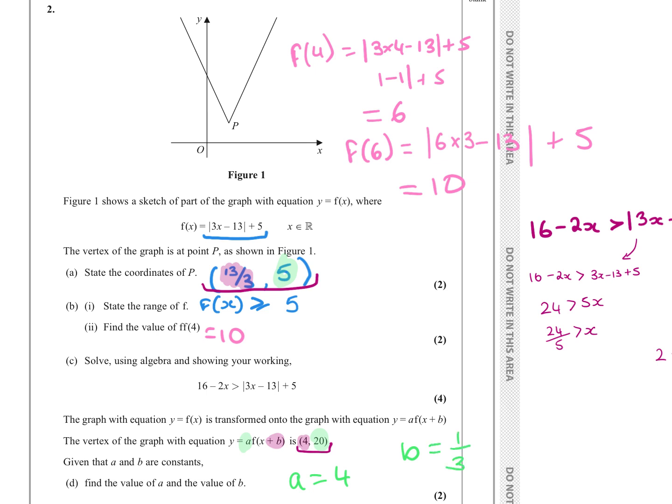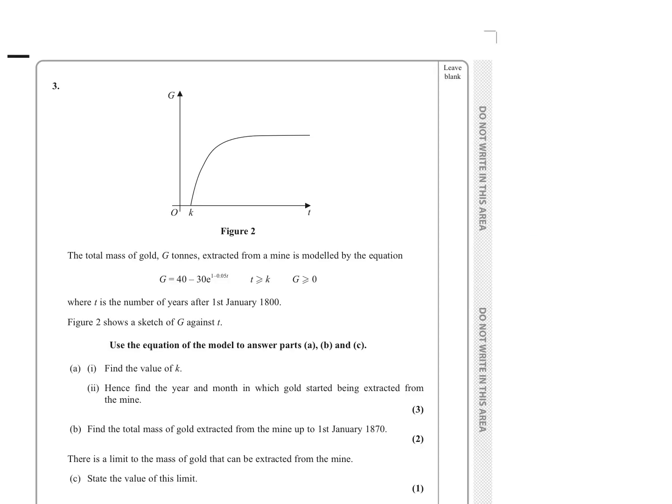Nice and simple. Right, so question 3. The total mass of gold, blah, blah, blah, where T is the number of years after the 1st of January 1800s. Figure 2 shows a sketch. Use the equation of the model to answer parts A, B, and C. Hence, find the value of K. Okay, how are we going to find the value of K? Well, we need to put this equal to 0, don't we? K is on the x-axis, so we need to find where it equals 0.